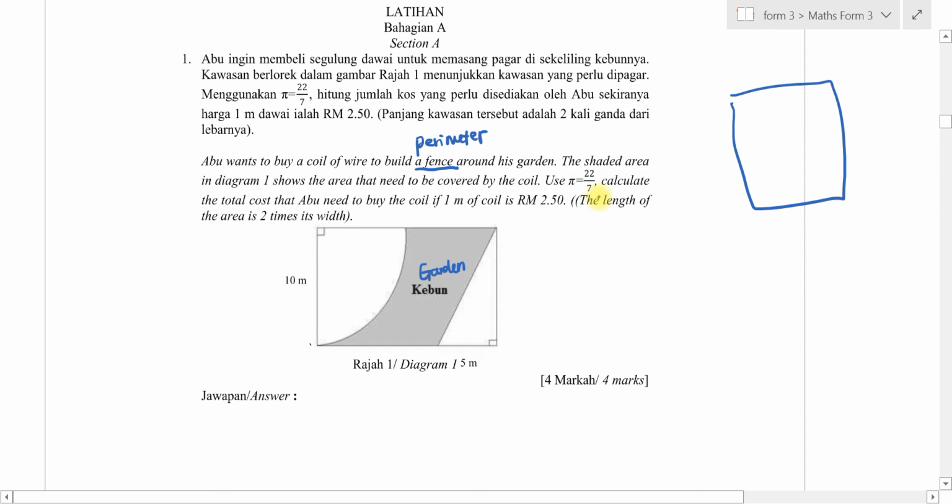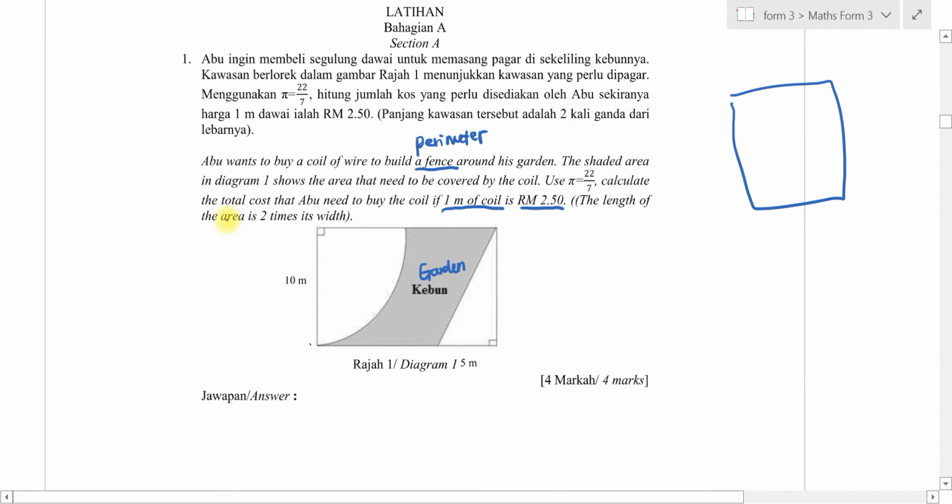Use pi equal to 22 over 7. Calculate the total cost that Abu needs to pay to buy the coil if 1 meter of the coil is 2 ringgit 50 cent. The length of the area, what do you mean by that? Okay, let us read in Bahasa Melayu. Panjang kawasan. Okay. Kawasan apa? Kawasan tersebut adalah 2 kali ganda daripada lebar.